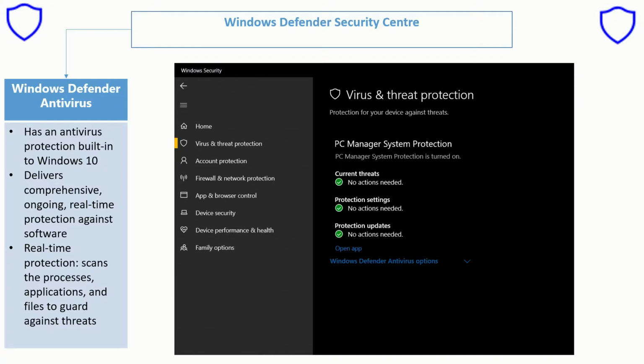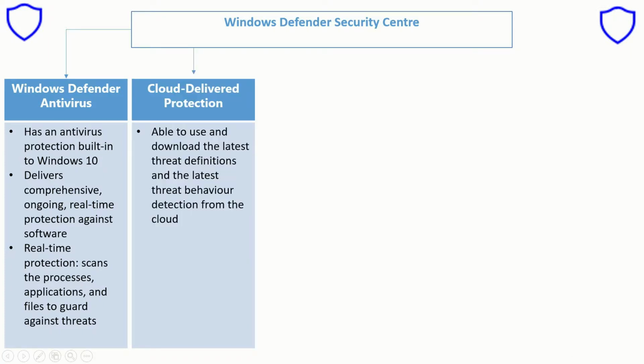Windows Defender, formerly known as Windows Essentials, previously came with no access to use of cloud-based definitions, as well as no real-time protection to protect the user's PC. But now, Windows Defender comes with cloud-delivered protection. Users will be able to use and download the latest threat definitions and the latest threat behavior detection from the cloud. Windows 10 also comes with real-time protection. Windows Defender scans in the background the processes, applications, and files to guard against threats. Users can also see the results of all the scans done.